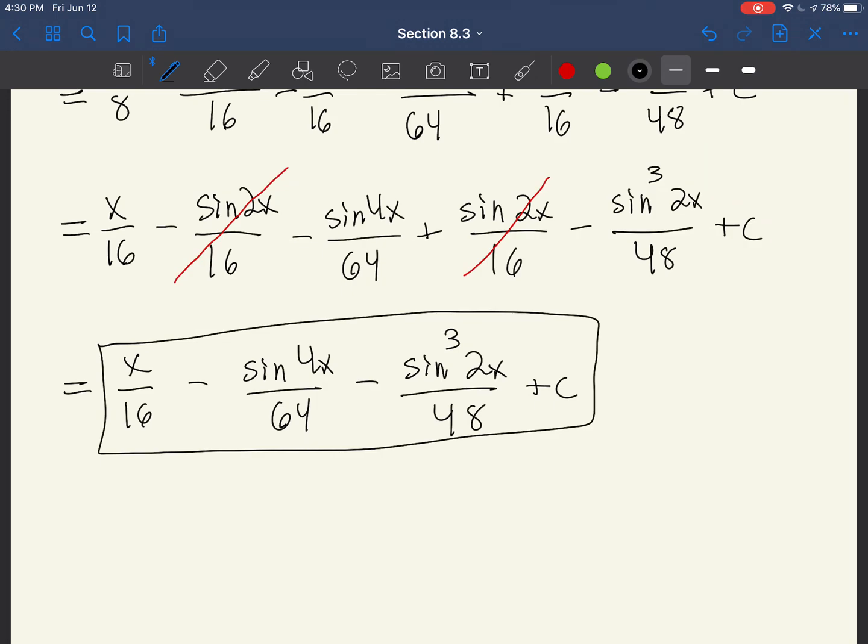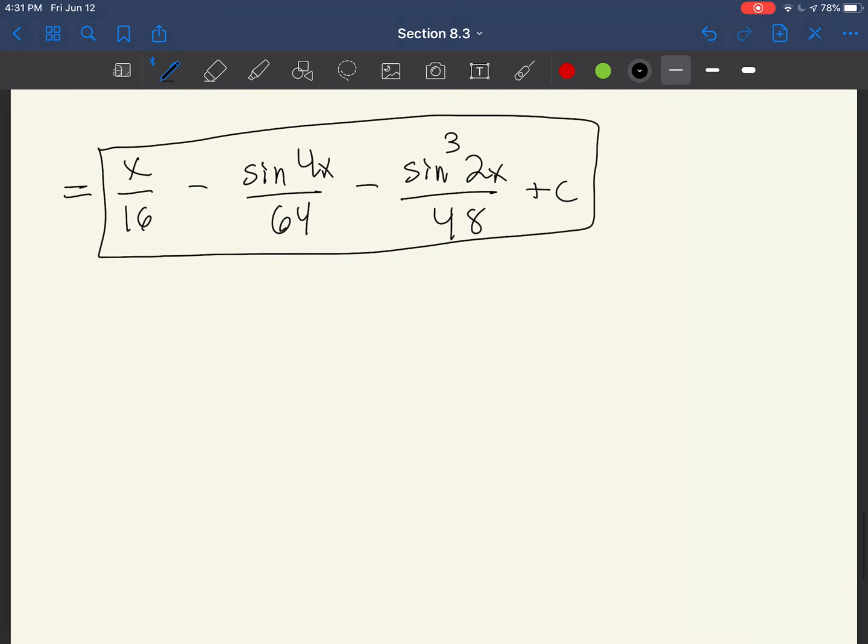So really the takeaway from this example is that if you have both m and n even, then you have to convert all of them to cosine of 2x. And then it gets messy because if you do that, you're probably going to have to use more techniques from this section again. And as you can see, it gets pretty long.